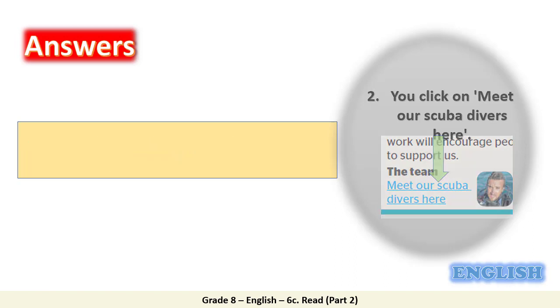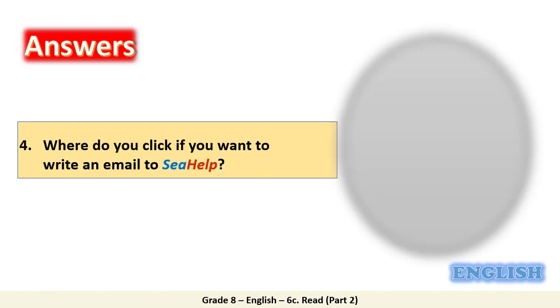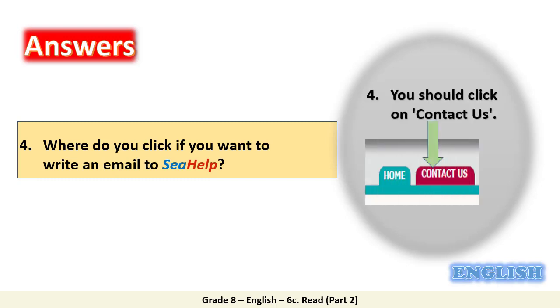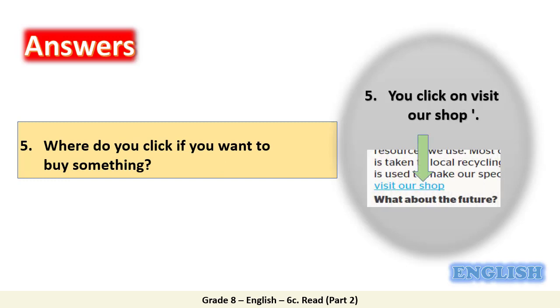Good. Number 3. What information do you need to give to find the nearest cleanup? Your city and your address. Next question. Where do you click if you want to write an email to Sea Help? Great. You should click on Contact Us. Number 5. Where do you click if you want to buy something? Great. You click on Visit our shop.